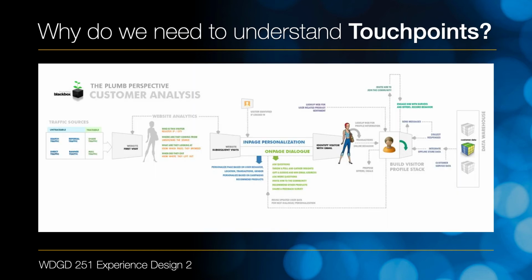So here's a little graphic. It's kind of complicated, so I'm not going to dive into it too much, but it just calls out a few things that I think are worth talking about. So it starts here with traffic sources, search traffic, direct traffic, etc.